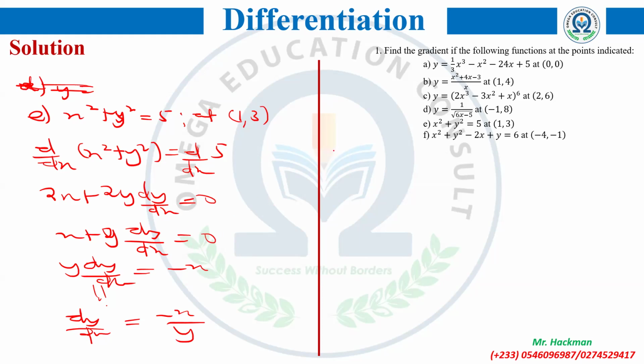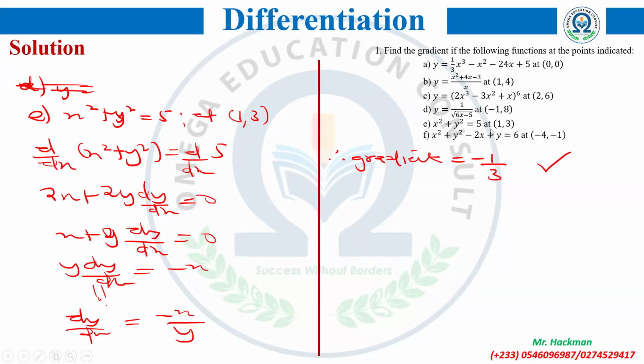So I will say that, therefore, my gradient will be equal to, remember we said the gradient will be equal to dy/dx. So at that point, we know x is equal to 1, so it will be -1 over y, which is 3. So this then becomes the gradient.